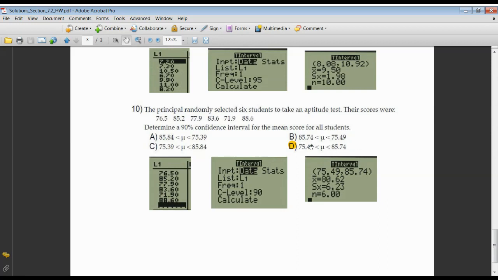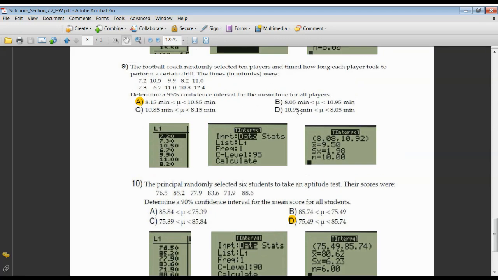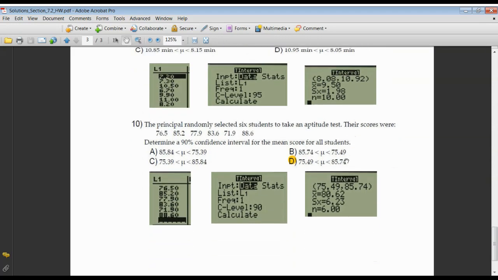Or if it's not spot on, maybe off by a tenth or two. But it won't be something like this where there are two answers that are pretty close.